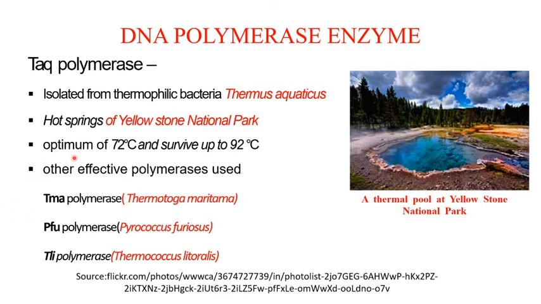DNA polymerase has an optimum temperature of 72 degrees and survives up to 92 to 95 degrees Celsius. Taq polymerase can withstand repeated heating to 95 degrees centigrade without significant loss of activity. Taq polymerase lacks 3' to 5' exonuclease activity. So nowadays other effective polymerases are also used which possess 3' to 5' exonuclease activity.